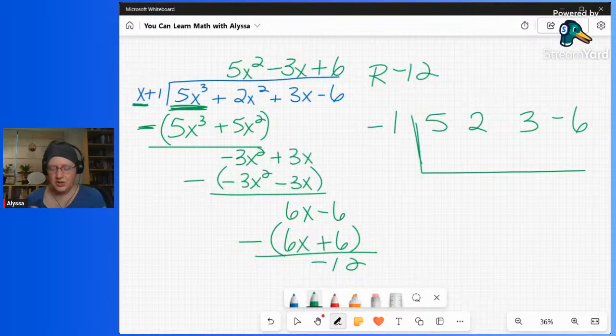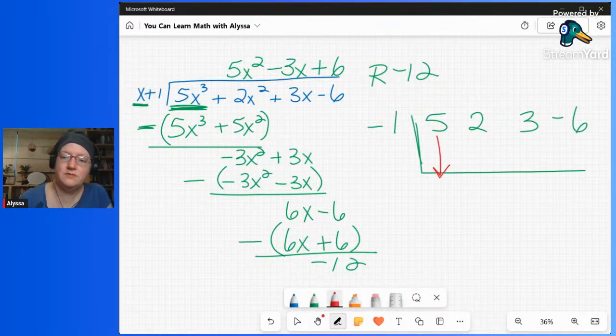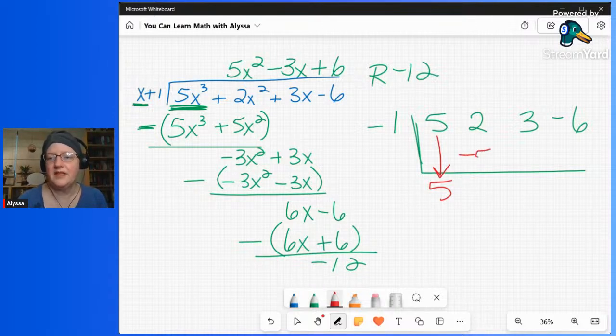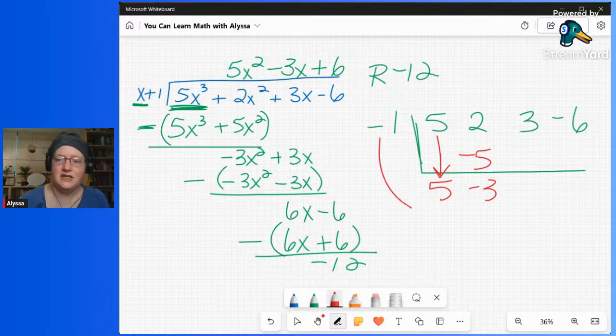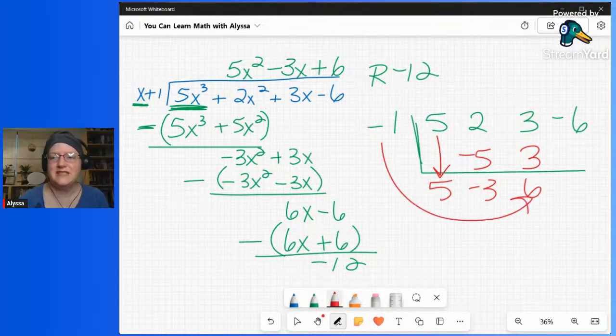Honestly, that is the hardest part of this synthetic division process. It's the part that you may forget easily. The rest of this is going to be a cakewalk. And what you do, bring down the first number, then you multiply. Negative 1 times 5 is negative 5, and you write it right here. Then you add. 2 plus negative 5 is negative 3. Then we repeat. Negative 1 times negative 3 is positive 3. Then we add. 3 plus 3 is 6. Negative 1 times 6 is, I put it there, negative 6. We add negative 12, and that's my remainder.